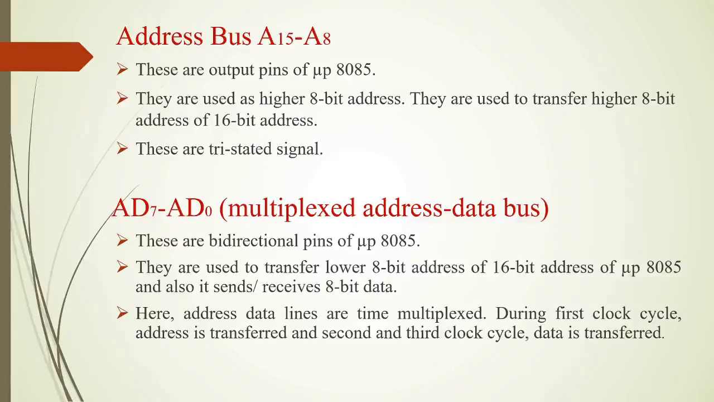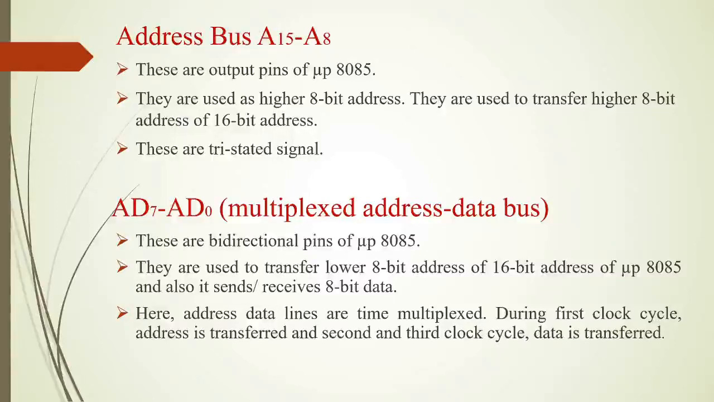Now talking about A15 to A8, that is the address bus. This is a unidirectional address bus. These are the output pins of the 8085 and they are used to transfer the higher 8-bit address of a 16-bit address. These are tri-stated signals. Now what do you understand by the term tri-stated? This we will see in detail just now.